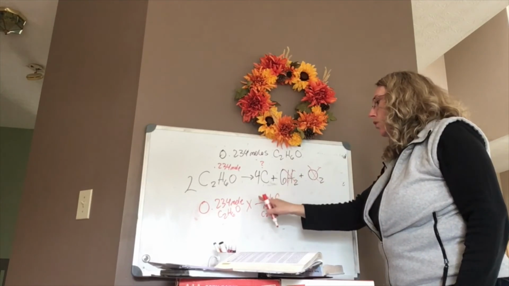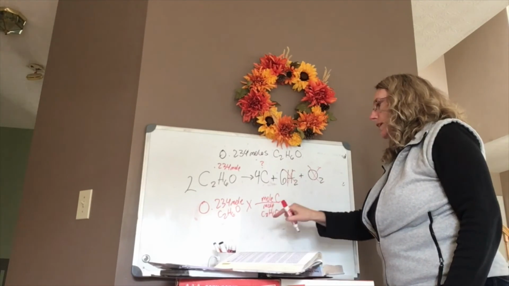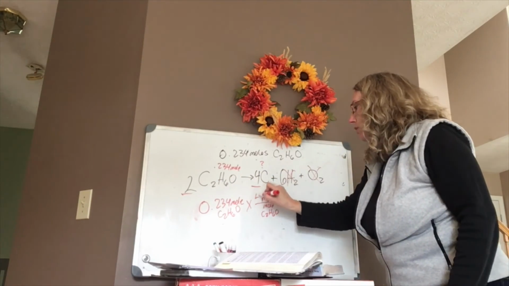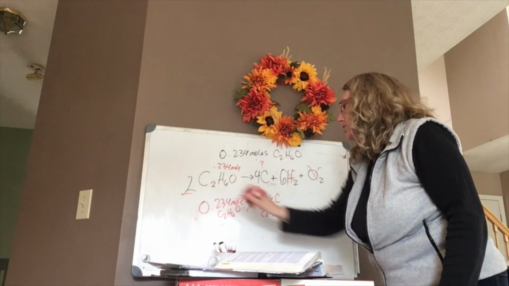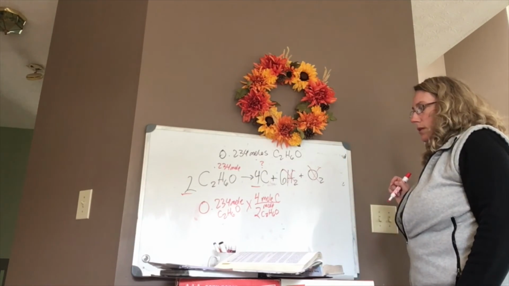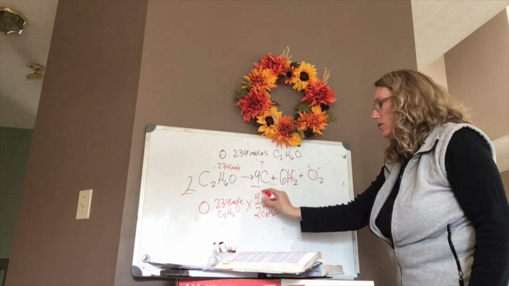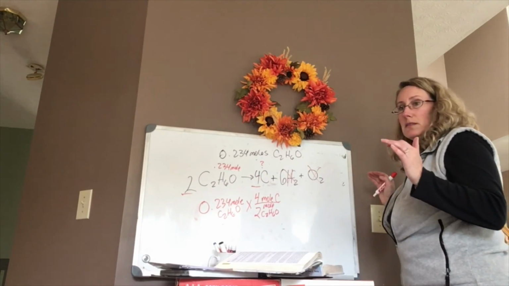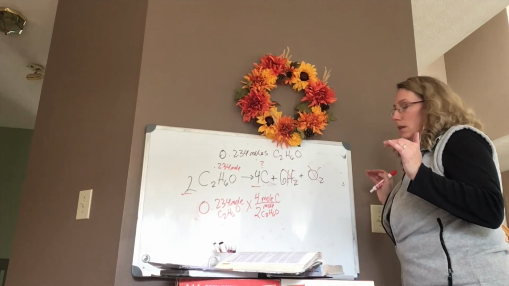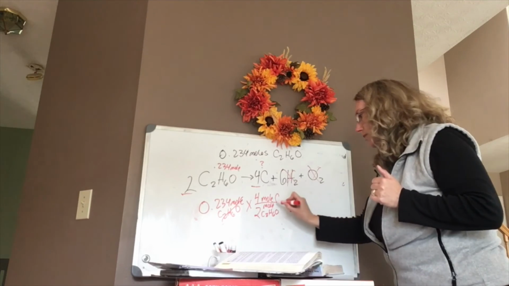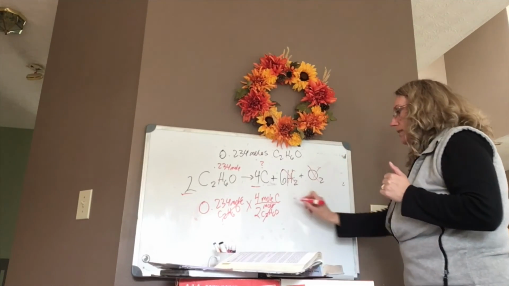So how many moles of carbon for every mole of this? I get that from these numbers here. So for every 4 moles of carbon, I need 2 moles of C2H6O. So these numbers are just a ratio from my stoichiometric coefficients once I've balanced. All right, so now my moles of C2H6O gets canceled, my moles of C2H6 gets canceled.